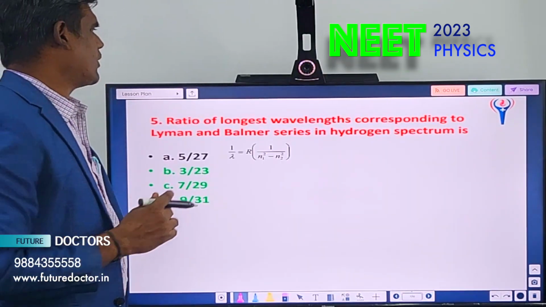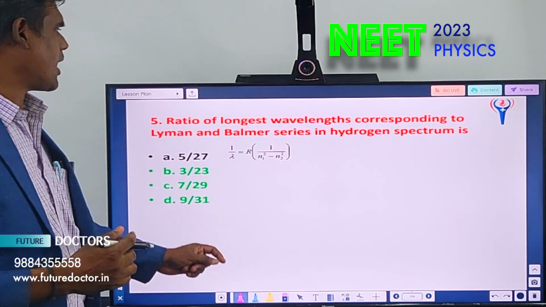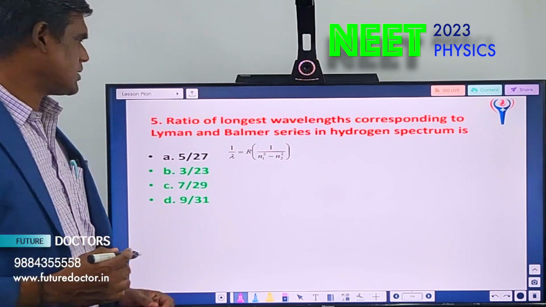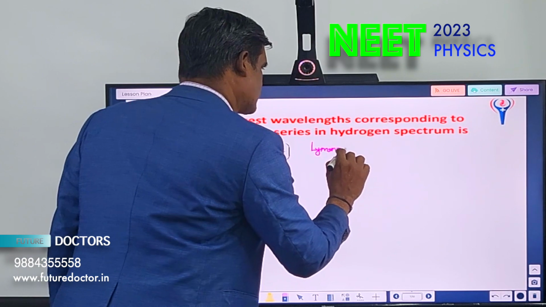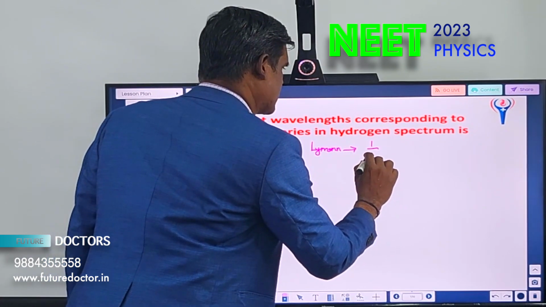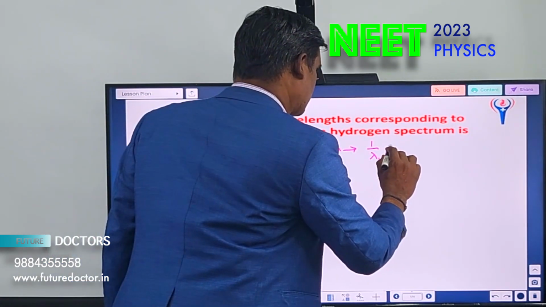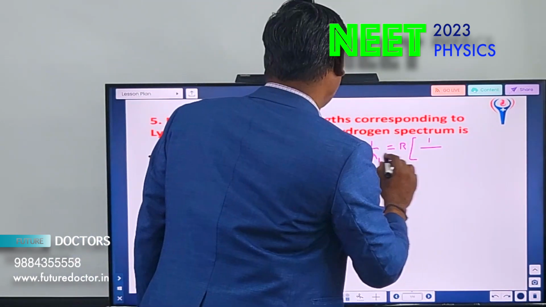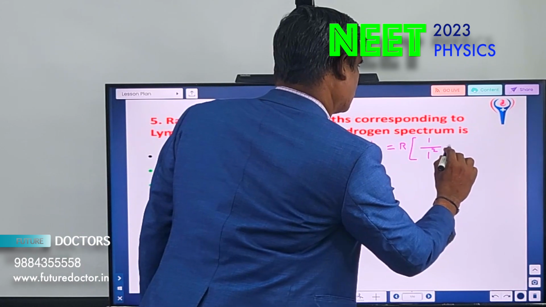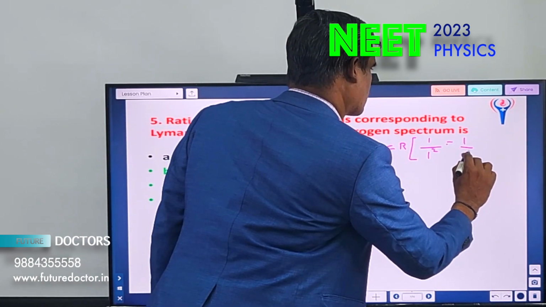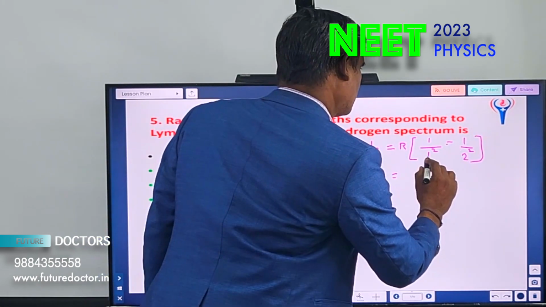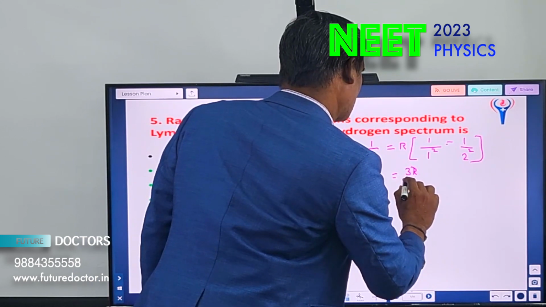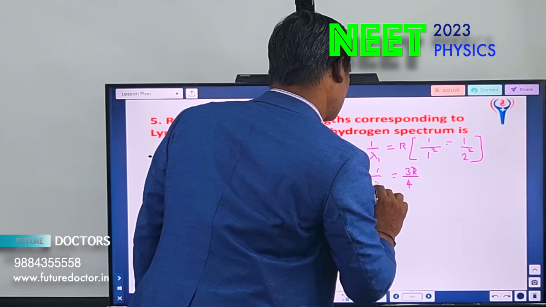Ratio of the longest wavelength corresponding to Lyman and Balmer series in hydrogen spectrum is dash. Lyman series means, what's the formula for Lyman? For Lyman series, we'll keep this as wavelength lambda 1. 1 by lambda 1 equal to R into 1 by n1 square, n1 square is 1, 1 square minus 1 by 2 square. That is equal to 3 by 4, so 3R by 4. This is 1 by lambda 1.